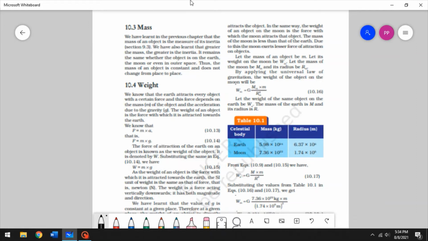Now we are talking about mass. We've learned in the previous chapter that the mass of an object is the measure of its inertia. So I underlined that particular statement that said mass is the measure of inertia.